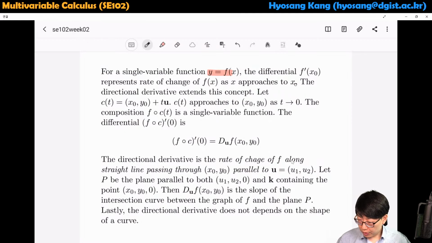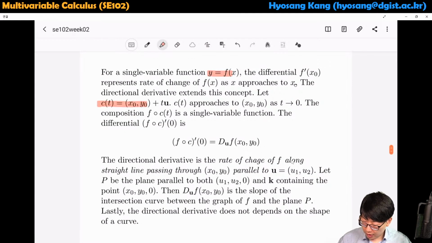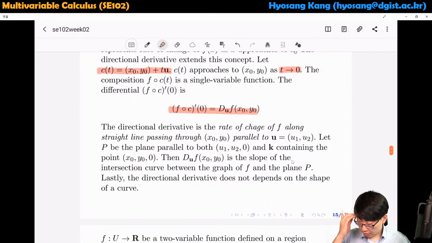Okay, so when we have a line c(t) equals (x0, y0) plus t u, then c(t) approaches (x0, y0) when t approaches 0. So if you take a composition of f and c, then it becomes a single variable function, and we have this ratio. That's what we already showed in the previous slide.